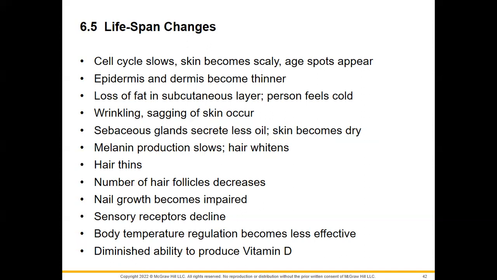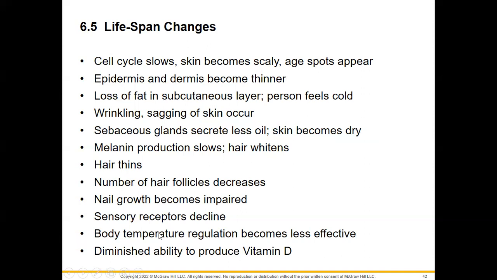Your sebaceous glands, the oil producing glands, will secrete less oil, and that will make the skin more dry, and that will also lead to wrinkling and sagging. Your melanin production starts to slow down. And so your melanin production in the skin and the hair starts to slow down. That's why there's gray hair. The hair itself will start to become thinner. You'll decrease the number of hair follicles that occur. Your nail growth will decrease.